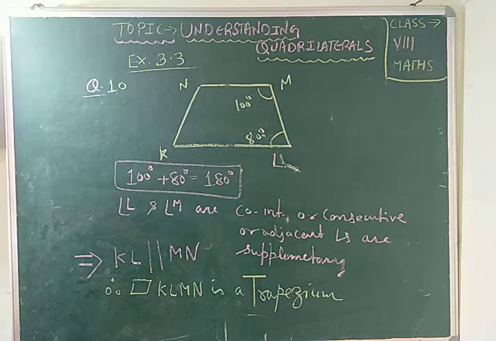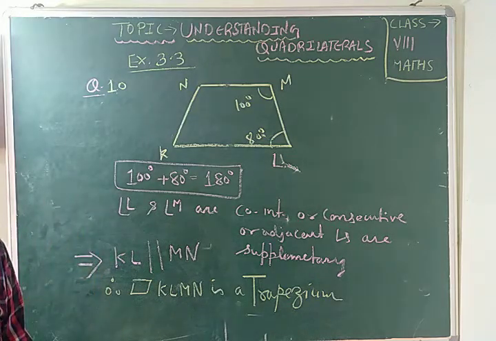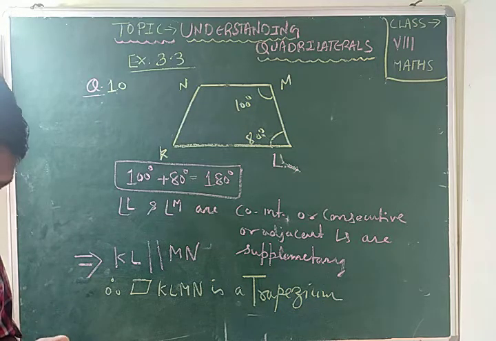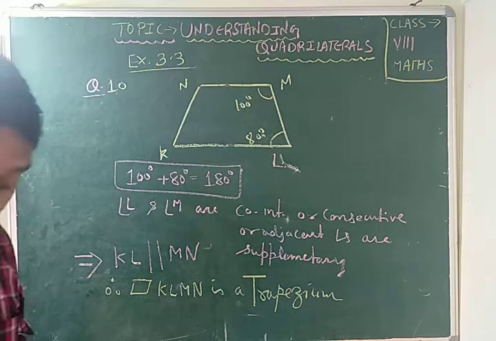Next is what? The last question, question number 11. And question number 12, we are not doing this. This is excluded. This is not related to your syllabus. So question number 11: find the measure of angle C in figure 3.33 if AB is parallel to DC.